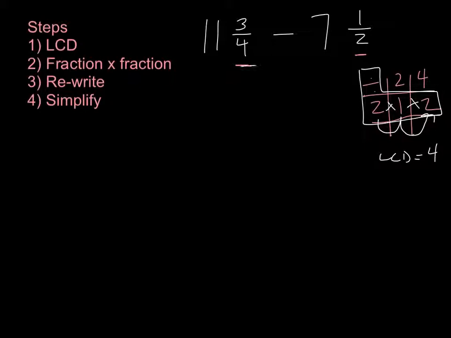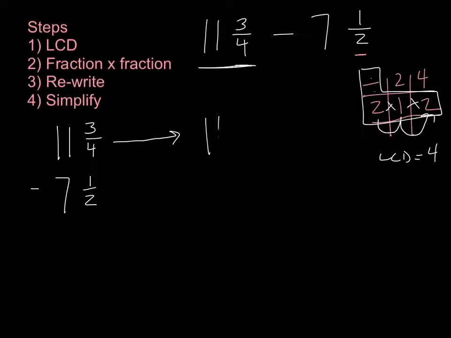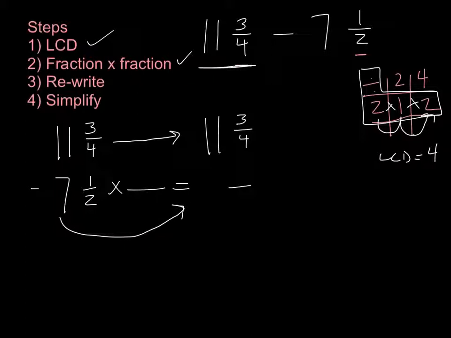Looking back at my problem, I can see that 11 3/4 already has 4 as its denominator. So I'm going to come over here and rewrite my problem. I'm actually going to stack them with subtraction. I know that 11 3/4 will not change. 7 1/2 is going to set up into a fraction times fraction. The whole number is 7, and it's not going to change, so I'm going to go ahead and bring the 7 down here.